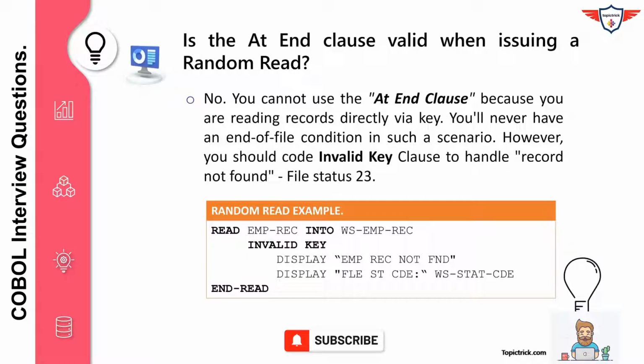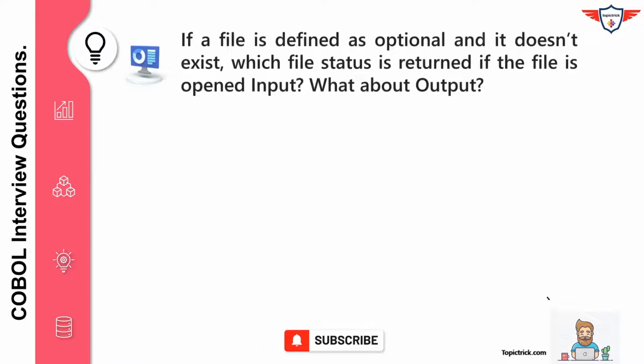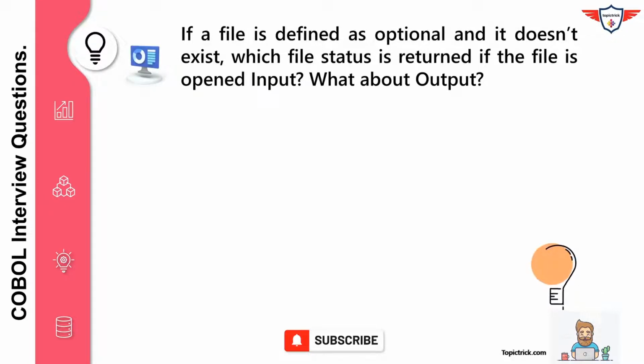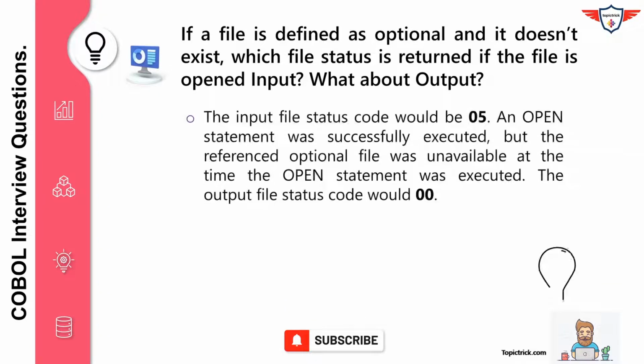The following example illustrates COBOL random read from the file. If a file is defined as optional and it doesn't exist, which file status is returned if the file is opened in the input mode? What about the output mode?